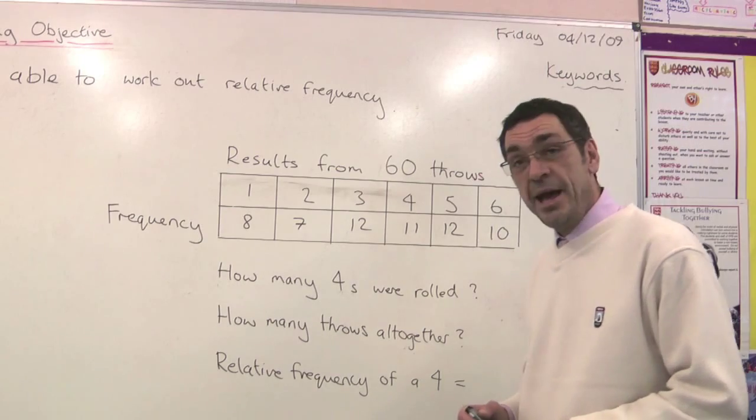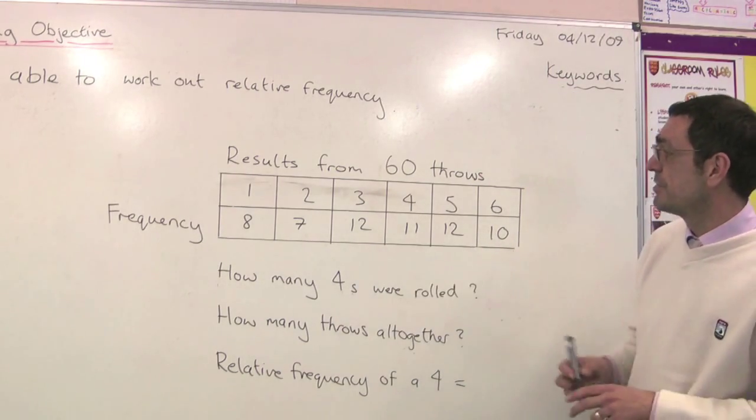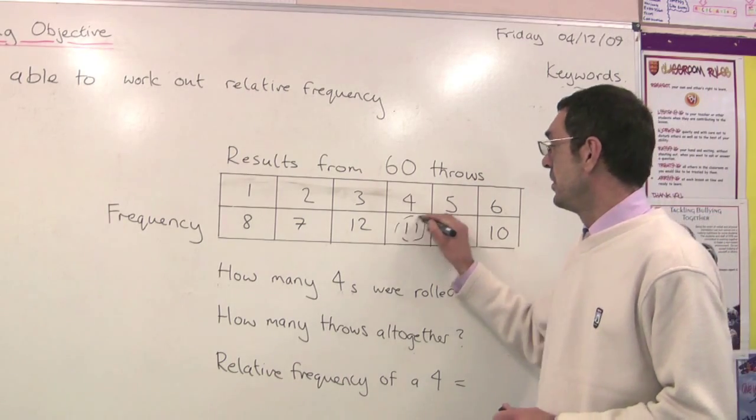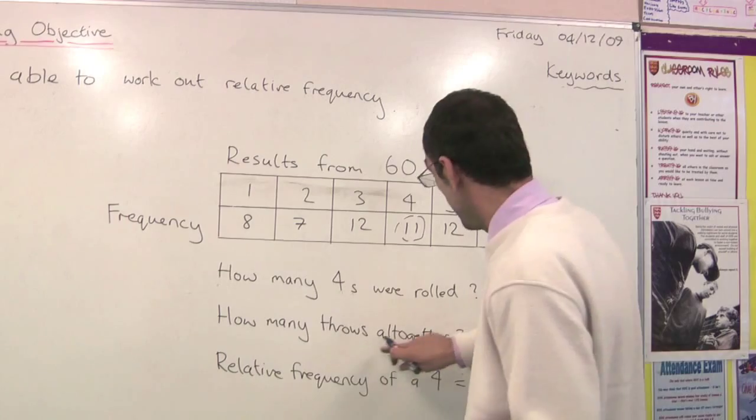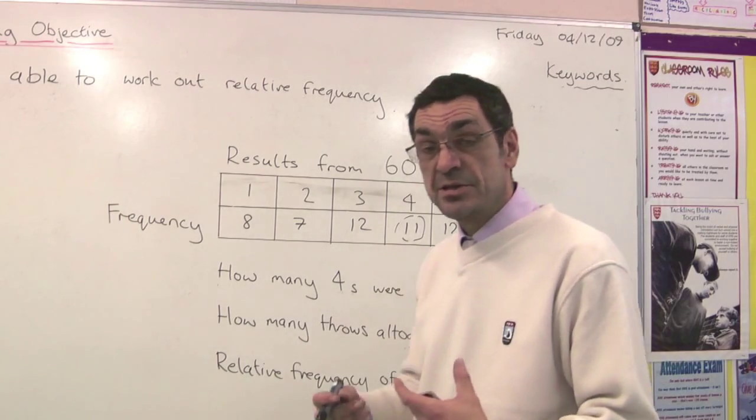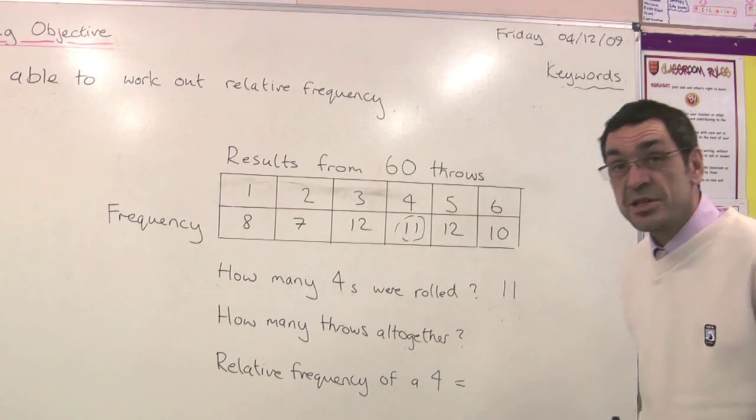So, how do we work it out? How many 4s were rolled out of this 60? So come along to 4. There were 11 4s that we rolled. So how many throws altogether? Remember, your probability is desired outcomes over total number of outcomes. We rolled it 60 times.